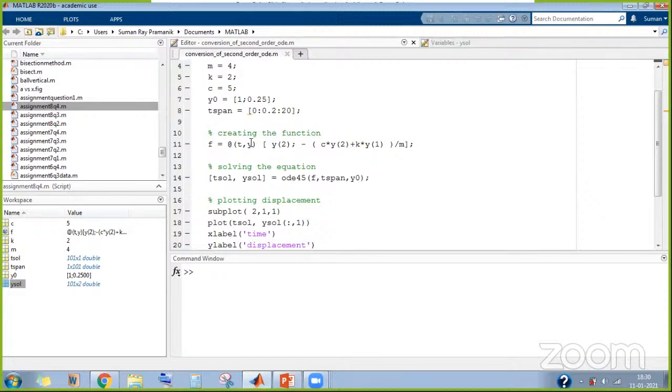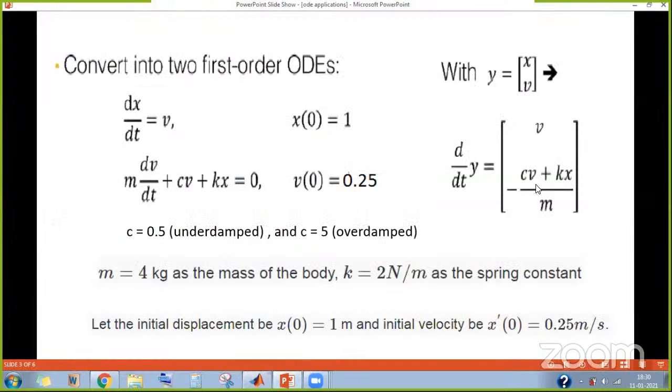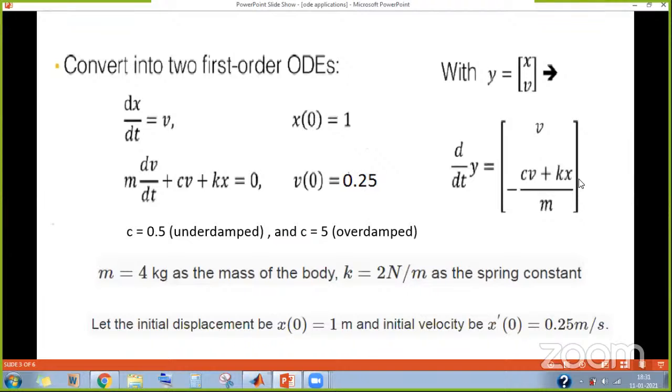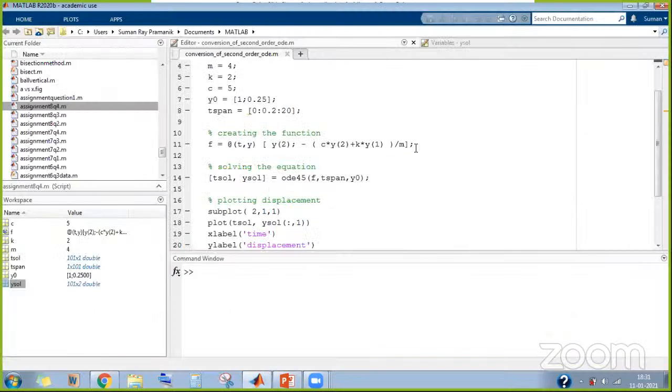The function argument I have given here is Y. So it is a vector Y which has displacement in its first element and the velocity in its second element. So Y of 2 is the velocity here, and this denotes my first ODE. And this is my second ODE, which goes like this: minus C into V plus K into X. Because V is Y of 2 here, it will be minus C into Y of 2 plus K into Y of 1, that is X. So are you clear with this? Yes, sir.